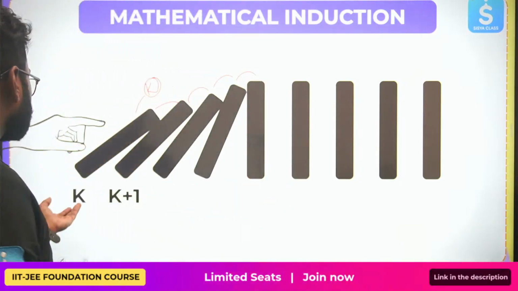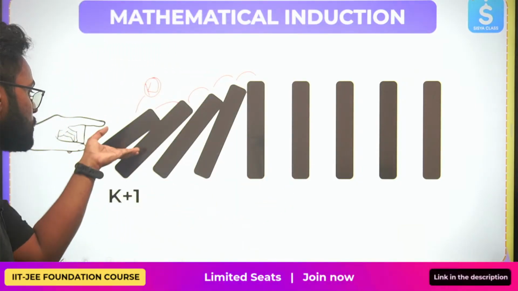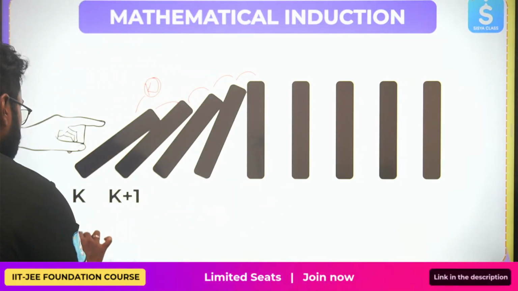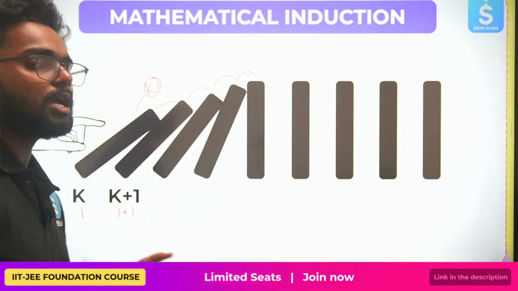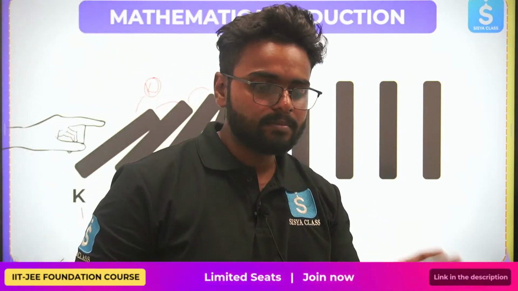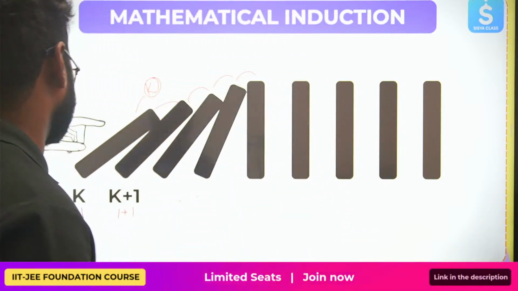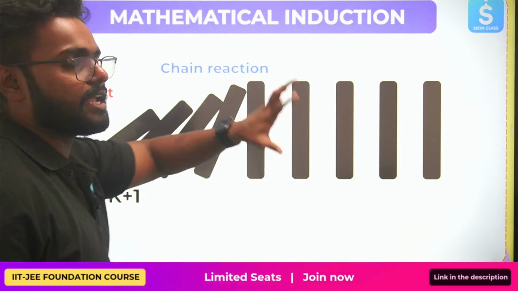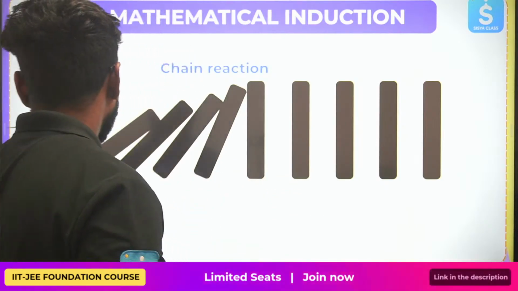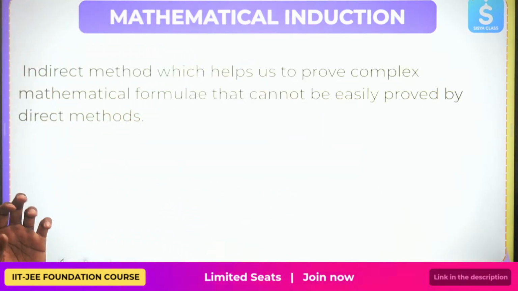So this is K. This is the first one. What would this be? If this is 1, let me take this as 1. What would this be? This is 1 plus 1, and so on. Now we'll be solving sums. Then you can easily understand this, right? Now this is the start point, and then the chain reaction will start. Right? Let's see the basic definition of this.